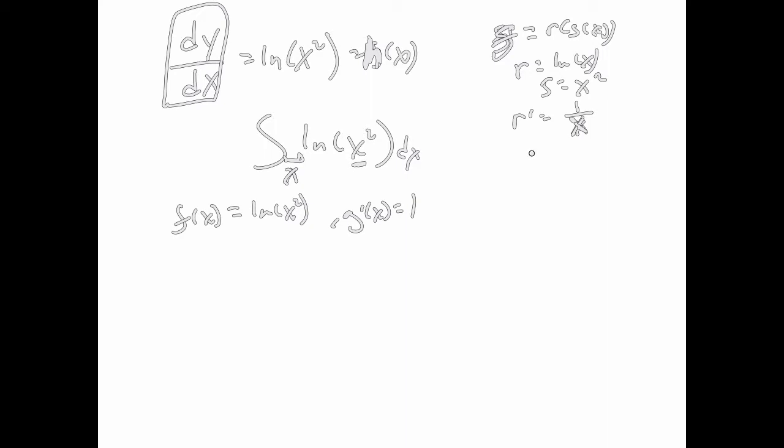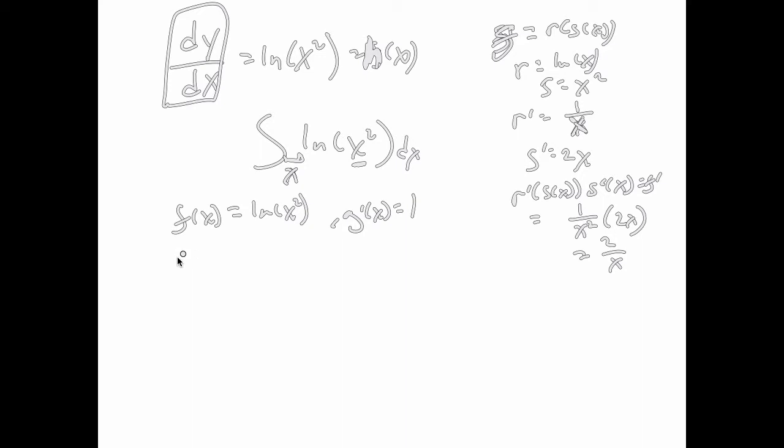Sorry. So s prime is 2x. So now we have r prime of s of x times s prime of x equals f prime. This thing over here is going to equal 1 over x squared times 2x, or 2 over x.